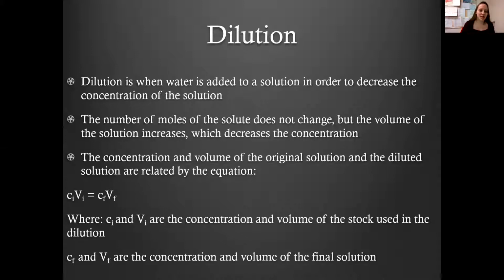The concentration and the volume of the original solution and the diluted solution are related through this formula. Concentration of the initial times the volume of the initial equals the concentration of the final times the volume of the final. Another way that you'll often see this written is C1V1 equals C2V2.